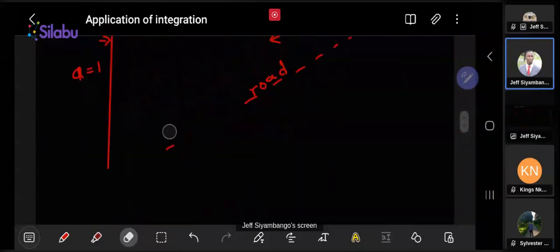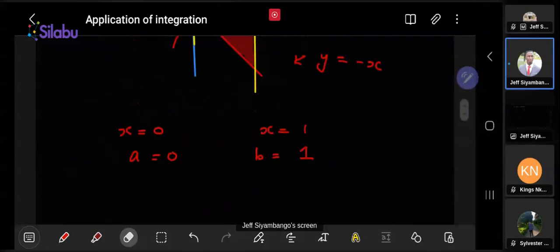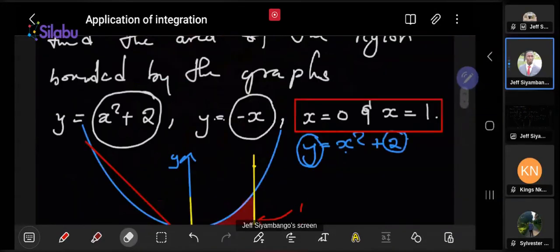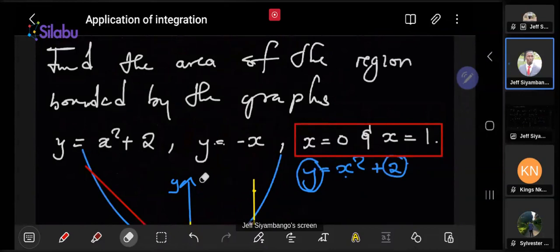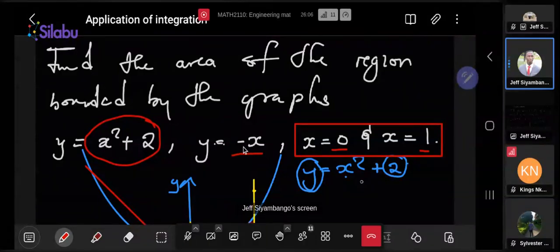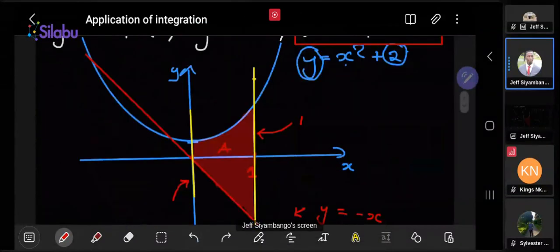If we go back to the question, you actually see they didn't just say bounded by the two graphs. They said bounded by the graphs. They kept it open because it's not only two graphs, it's four lines. Two curves, one curve, and three straight lines. y is equal to negative x, x is equal to 0, and x is equal to 1. Those are the four lines which are determining the area we are interested in. That is how we ended up concluding that this is the region we are actually looking for.